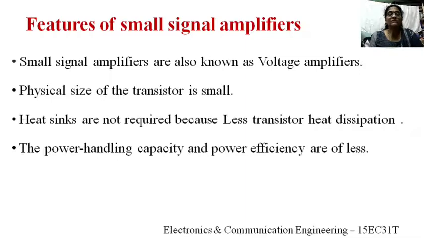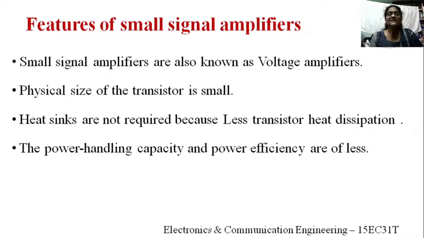We know that for amplifiers, the common emitter amplifier is the most commonly used. Here also we will consider the common emitter amplifier, that is, the transistor in CE configuration. The transistor used for a small signal amplifier is very small, so its physical size is very small.